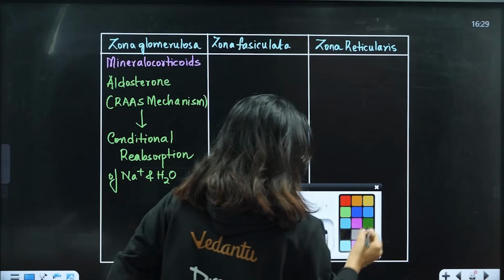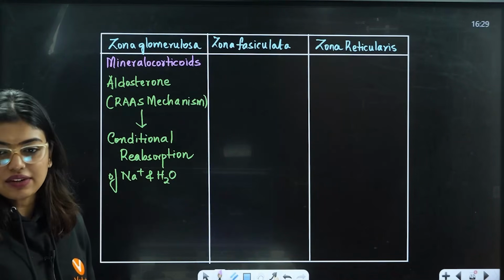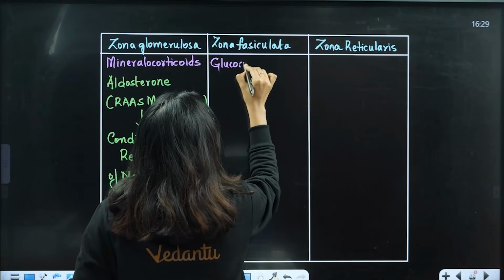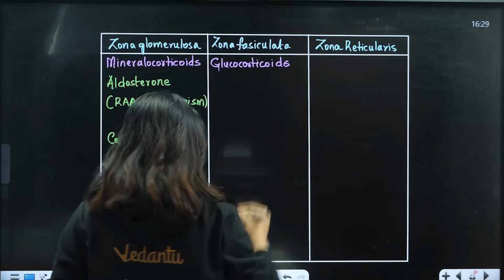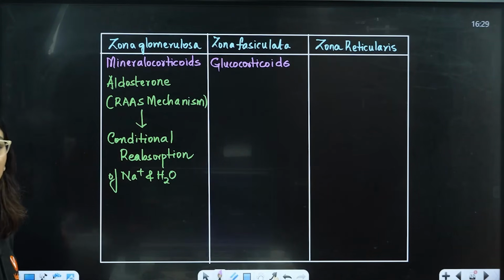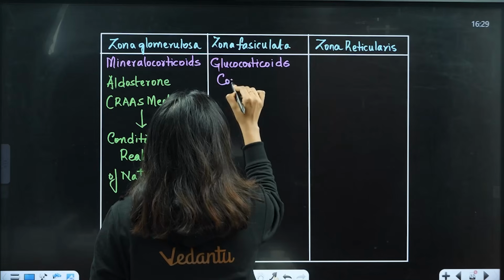Then we have here, students, your zona fasciculata, which is the middle layer. This is going to give out the glucocorticoids. Under glucocorticoids, which one are they talking about? Cortisol. Cortisol face, cortisol belly, have you heard? Like that only. Your cortisol.